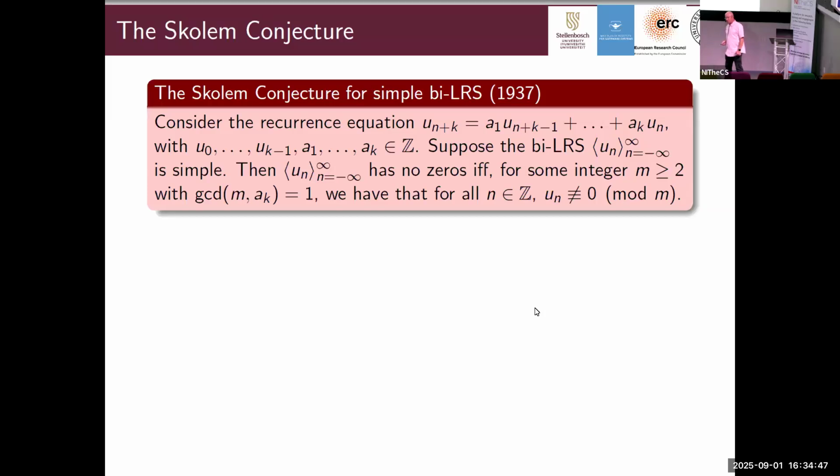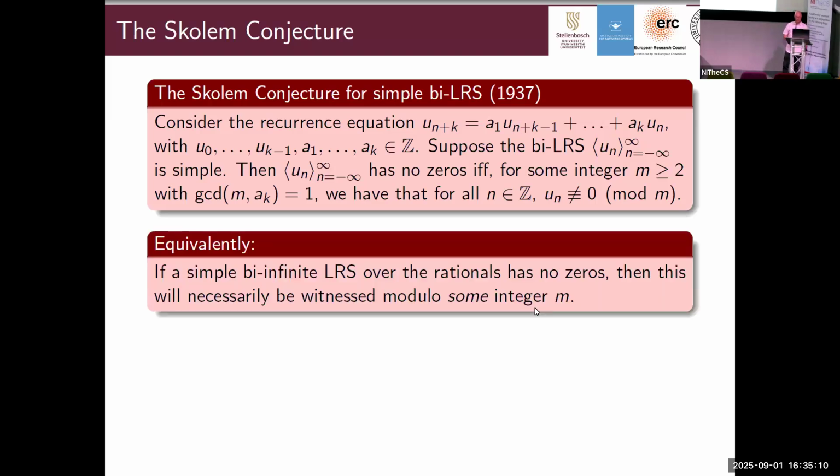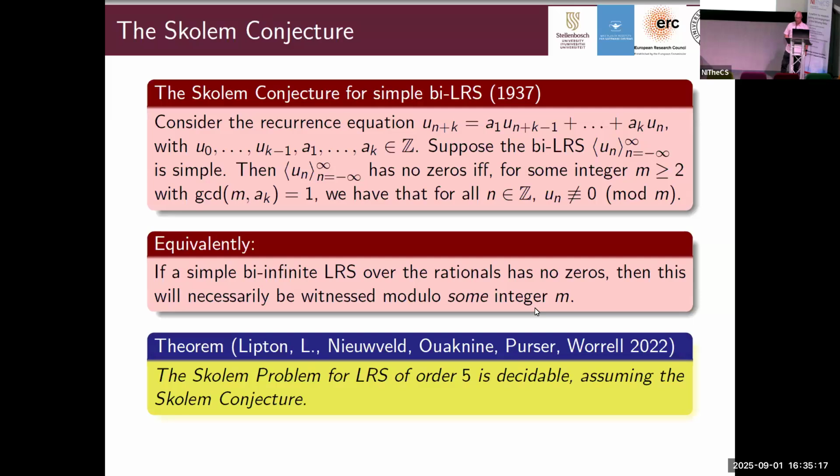So if there is a modulus m, and this is an easy decision problem, because the sequence modulo m is periodic. If you compute it long enough, it's going to loop, and then you say, from now on, no new patterns can appear. And if inside that pattern no zero has appeared, it means that it will never appear. So that's one way to decide it. Equivalently, if a simple bi-infinite linear recurrent sequence over the rationals has no zeros, then it's witnessed modulo some integer.